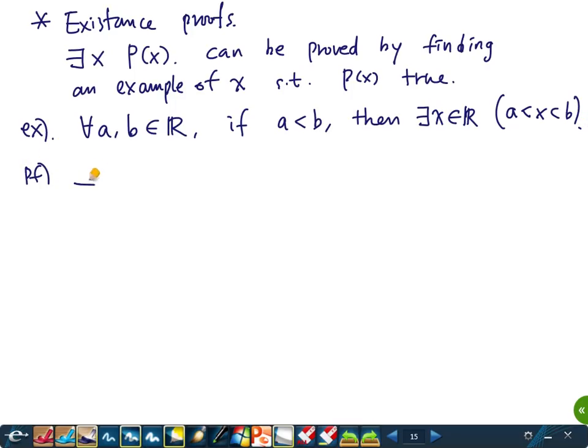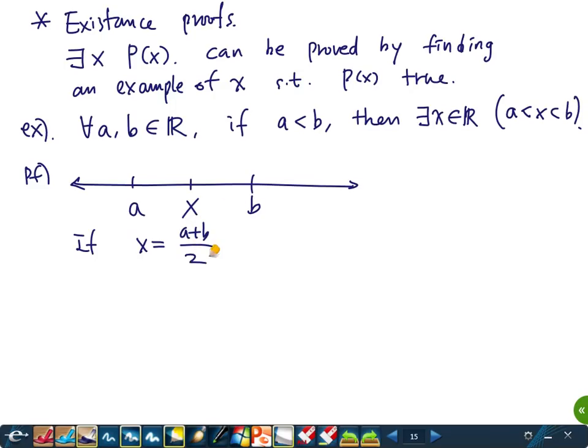If you think about this, it's quite obvious. So a and b on the real line look like this. Is there a real number between a and b? Yeah, there are plenty of them. You can just select one of them. Let's pick the middle. So if x equals (a plus b) over 2, the average of the two, then what happens?